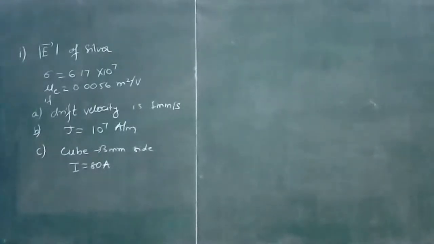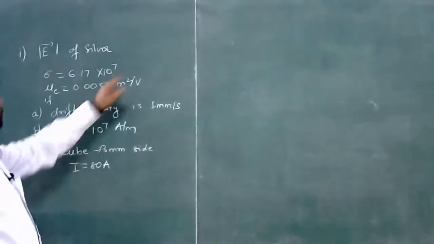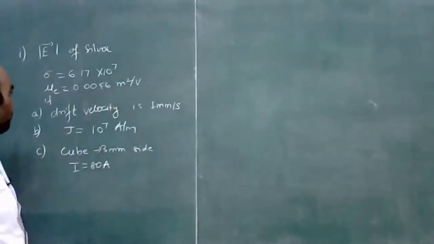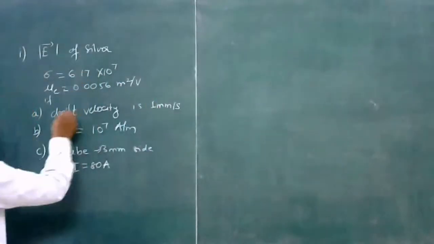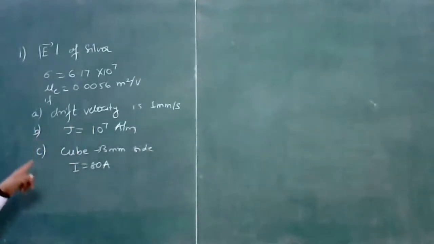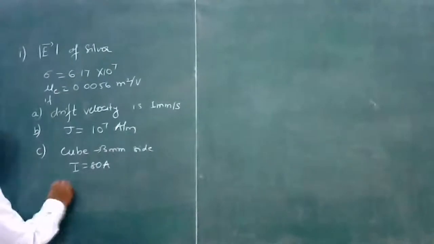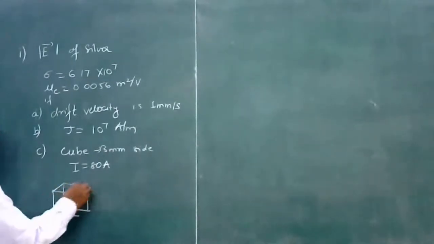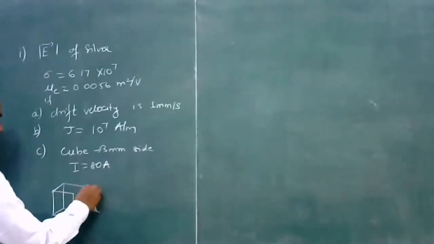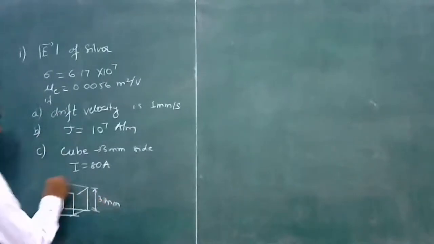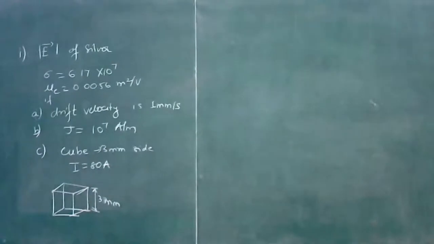You have to find the value of E when sigma is 6.17 into 10 to the power 7 and mobility is 0.0056. You have to find E when the drift velocity is given, then when J is given, and then when a cube is given, with 3 mm side, so this length is 3 mm, and 80 ampere is flowing through this cube.